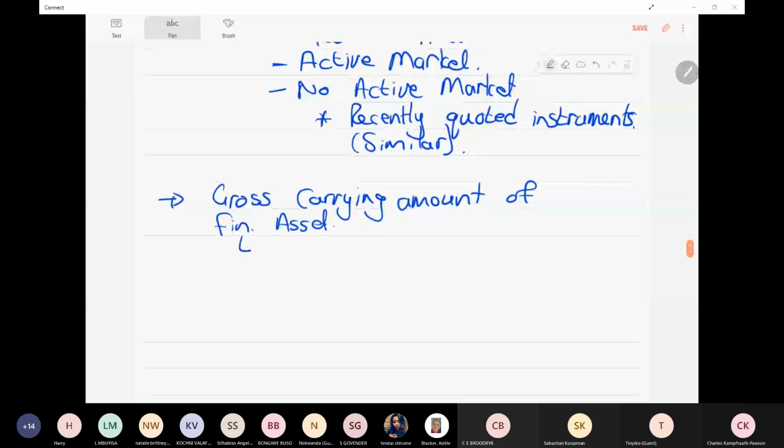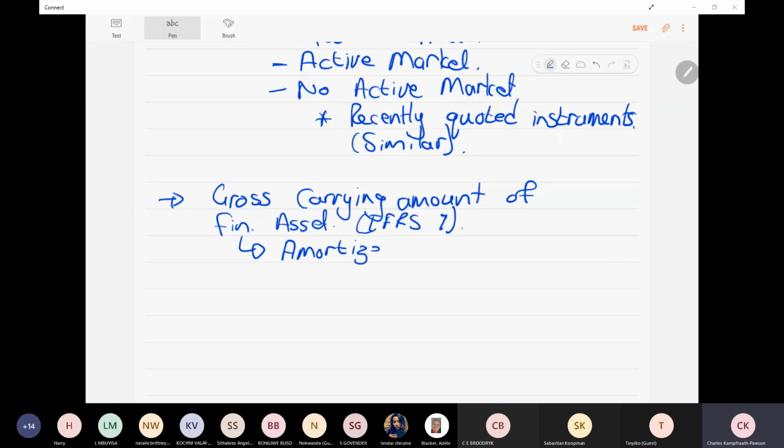What does that mean? If you think about leases, the lessor will have an investment in the lease, and that will be calculated using the gross carrying amount of that financial asset. And that also is the amortized cost. Don't laugh at any spelling mistakes I make, please. Amortized cost.